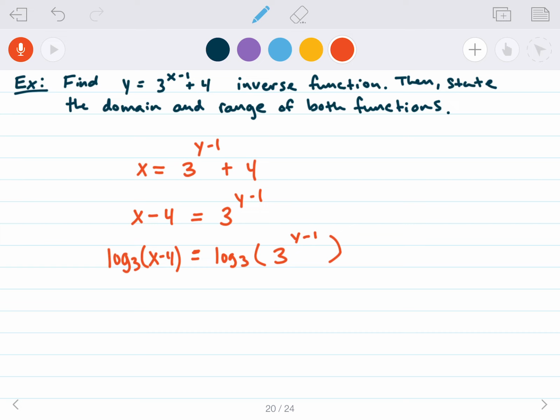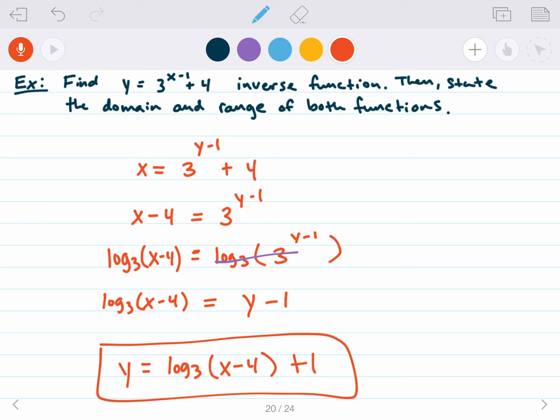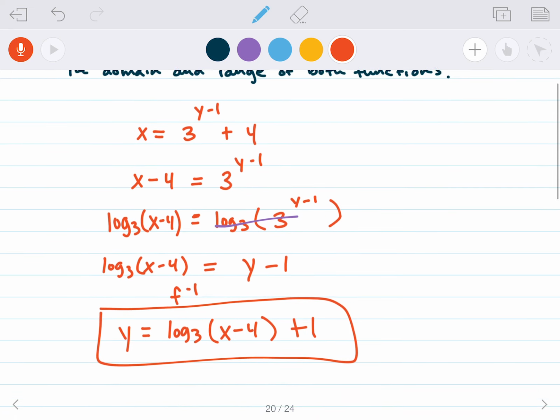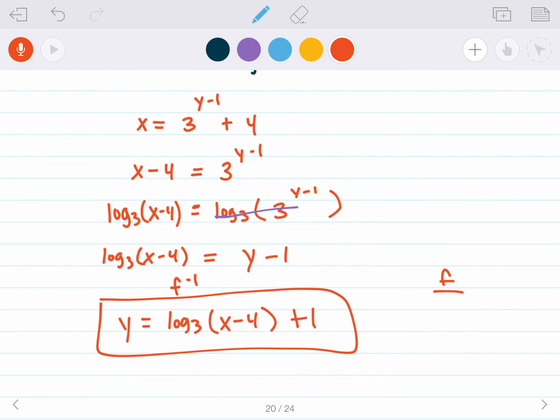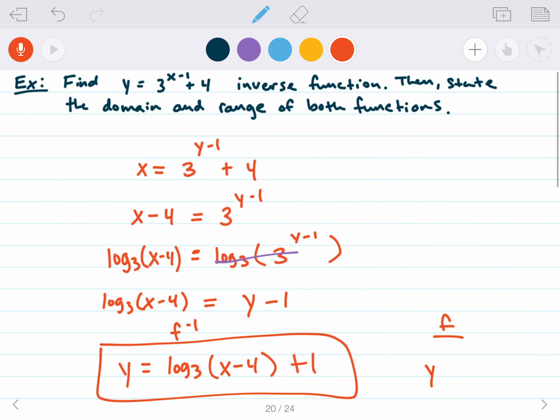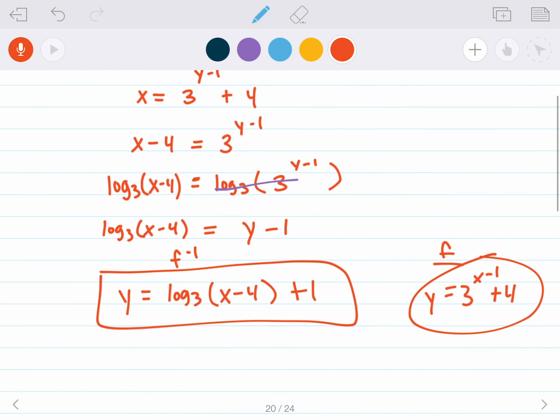I did that so that these cancel out. On the left, I'm left with log base 3 of x minus 4, and on the right, I'm just left with y minus 1. Adding 1 to both sides, I get y equals log base 3 of x minus 4, plus 1. So this is my inverse function, f inverse. And f is what we started with, 3 to the x minus 1 plus 4. These two are inverses of each other.